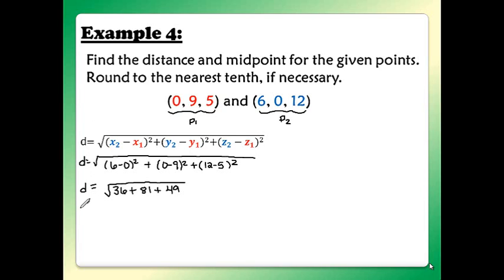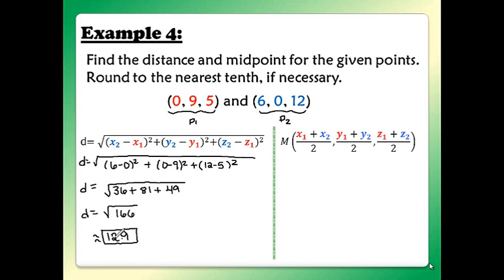Okay, when we simplify, we find that the distance is equal to the square root of 166. So we can approximate that and round it to the nearest tenth, which would be 12.9. The distance is 12.9 units.